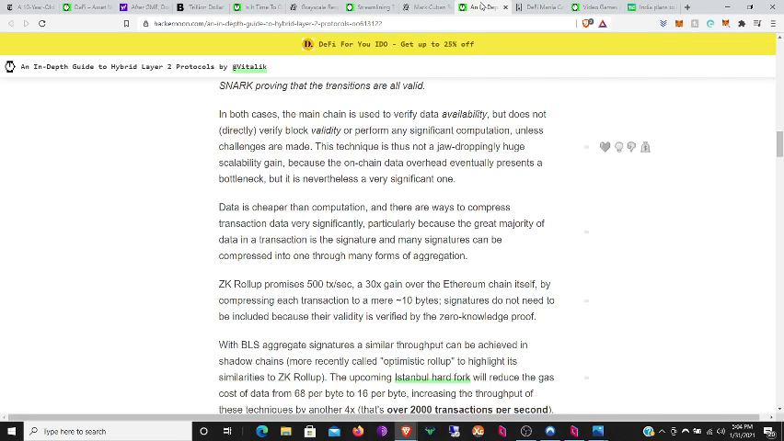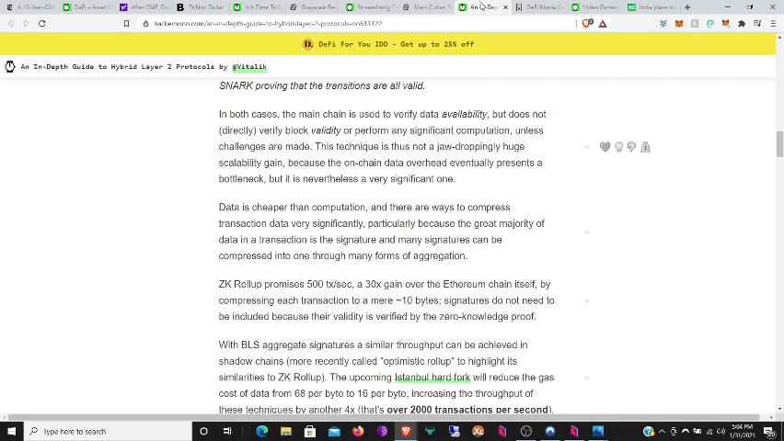Data is cheaper than computation, and there are ways to compress transaction data very significantly, particularly because the great majority of data in a transaction is the signature, and many signatures can be compressed into one through many forms of aggregation.